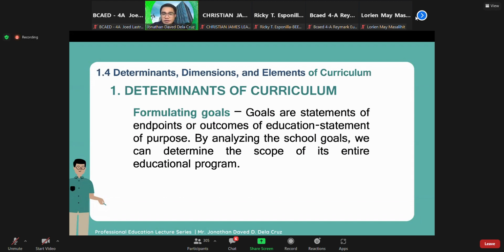Formulating goals. So goals are statements of endpoints or outcomes of education, statement of purpose. By analyzing the school goals, we can determine the scope of its entire educational program. So when we create a goal, again, anong difference ng goal compared to objective and aims? Aims is longer, objectives is shorter. Goals are specific to a certain program or a certain course.